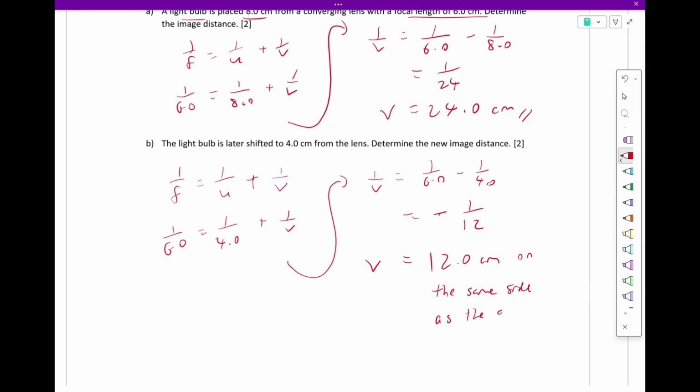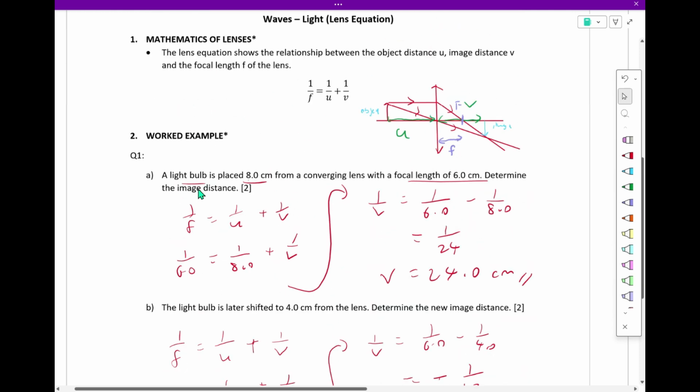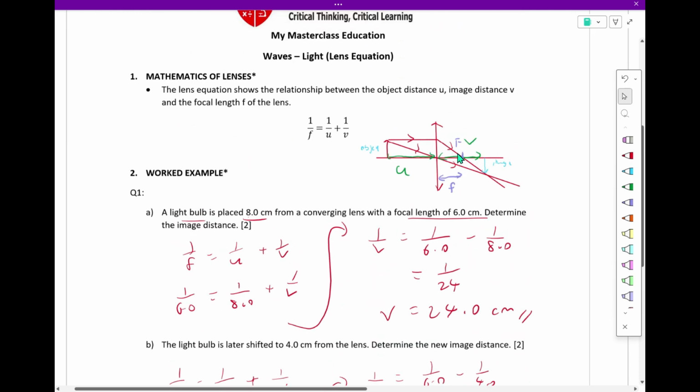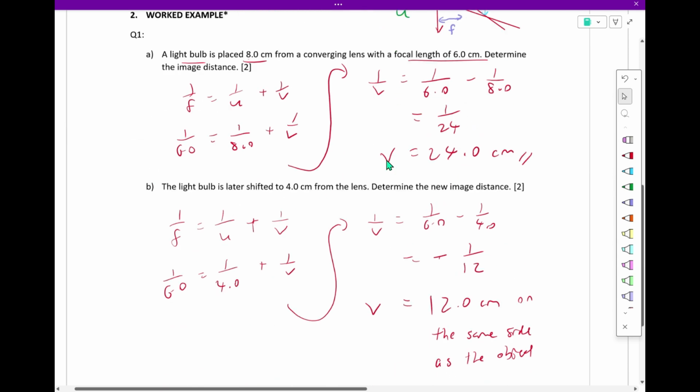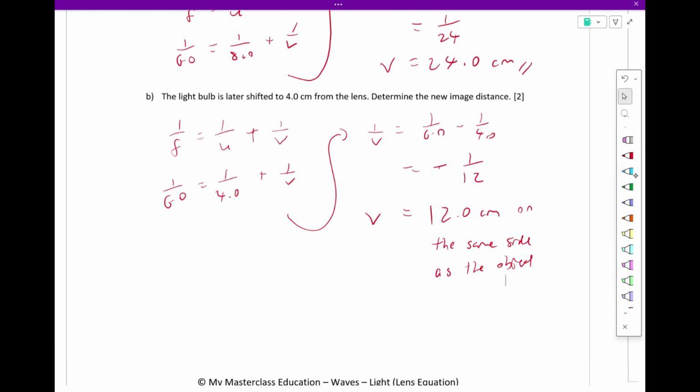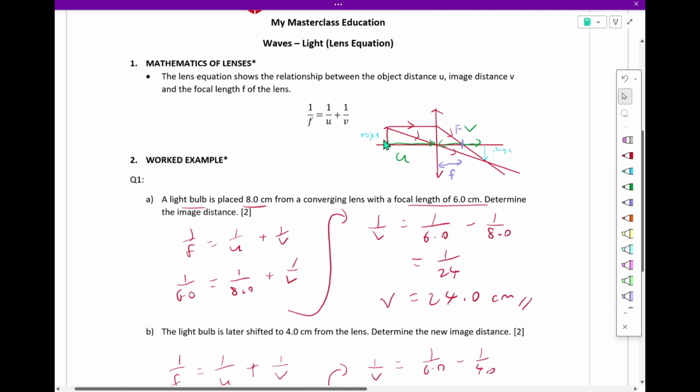as the object. Because if you notice, what we are assuming is that your v is on this side. So if I ended up with a negative v, it means that my v is actually on the same side. Because if you recall, u is now less than f, and when u is less than f, your image will be virtual, upright, and magnified. So because it is a virtual image, the v must be on the same side as the object itself. So therefore your v will actually be on the left hand side as well.